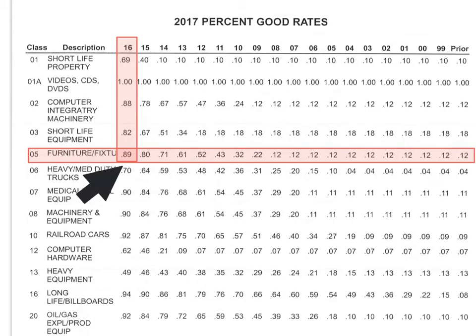The first item we had in our example were 2 desks. Desks fall under furniture and fixtures, which is class 5, and those were acquired in 2016. So using the percent good chart, if you take class 5 and find where it meets the year 2016, that will give you the percent good that they are for this filing period. In this example, the item is 89% good, or 0.89.